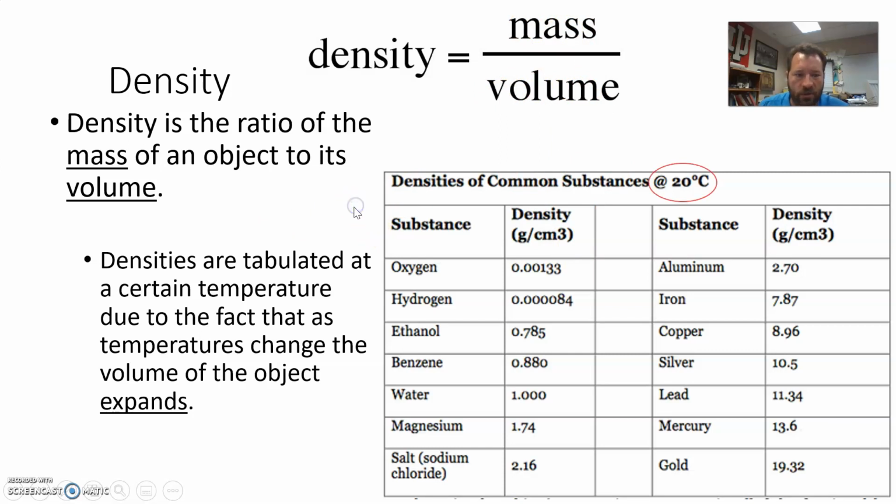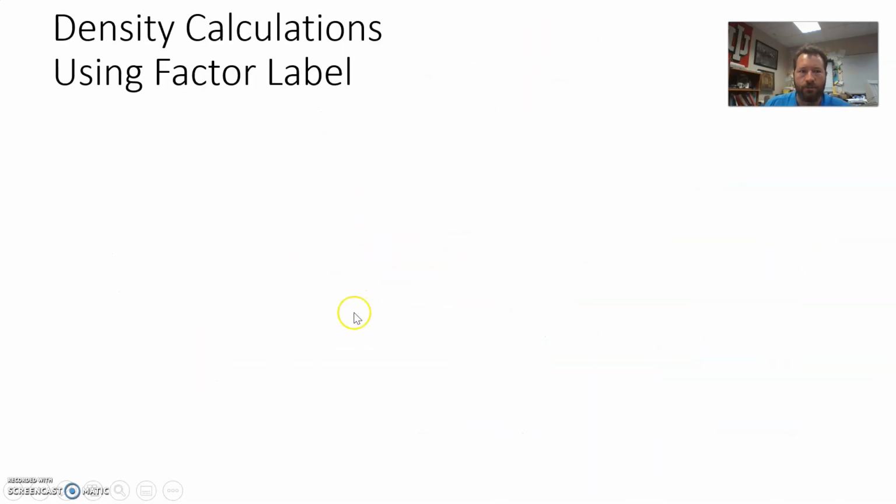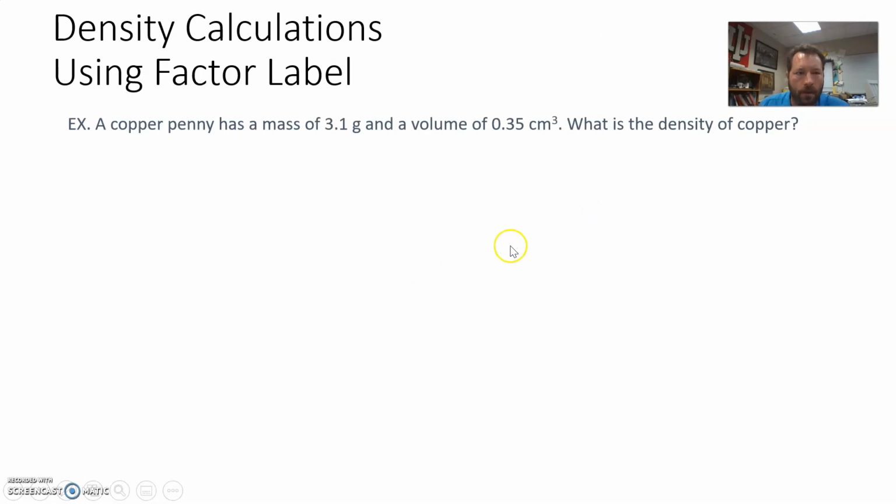Let's take a look at how that works in a mathematical equation here. All right, so a couple of examples. A copper penny has a mass of 3.1 grams and a volume of 0.35 centimeters cubed. What is the density? Okay, well, I have to remember that density is mass over volume. So I'm going to set up my problem the exact same way we did 2 slides ago. I want my final answer to have mass, grams, over volume, cubic centimeters.